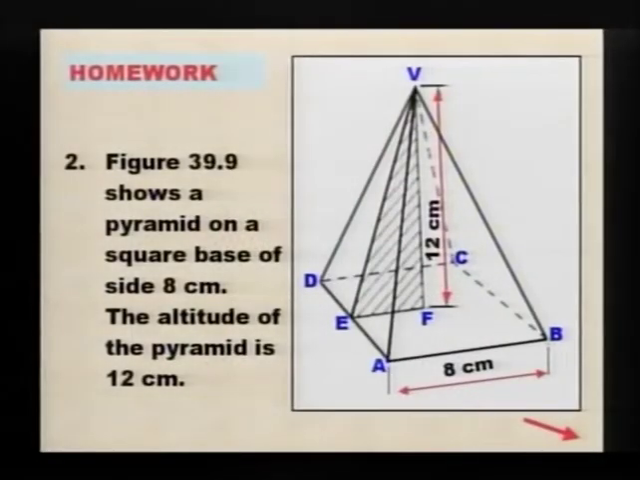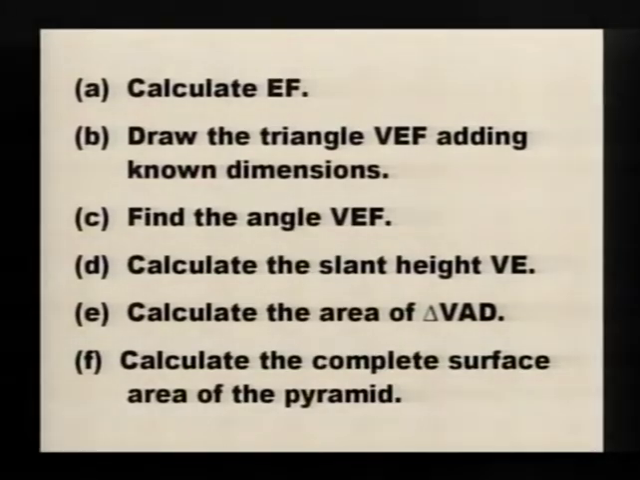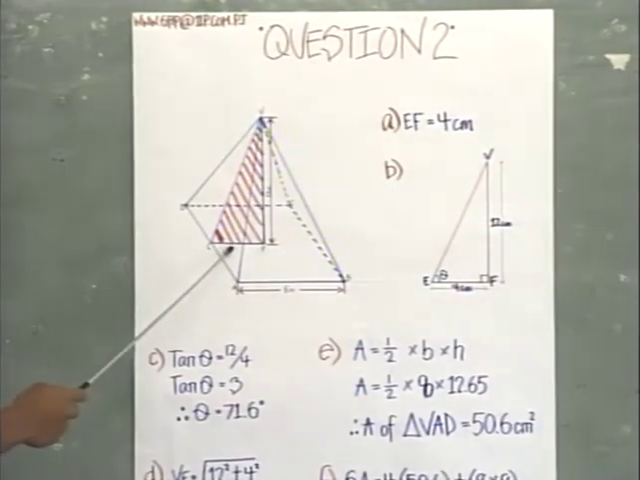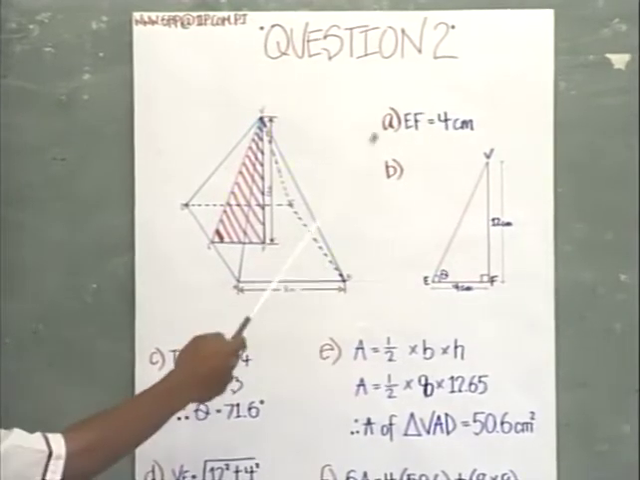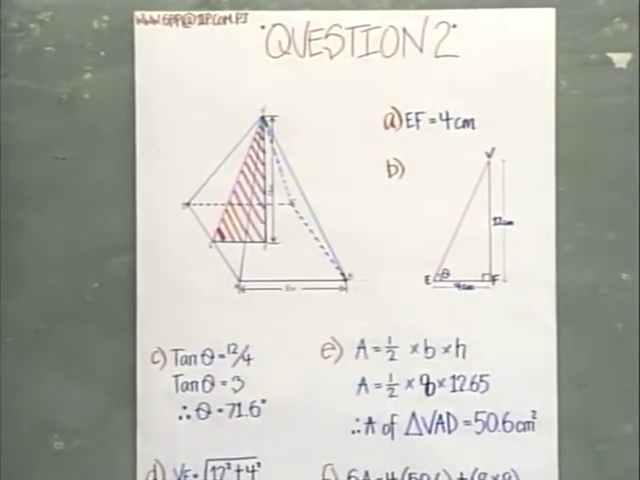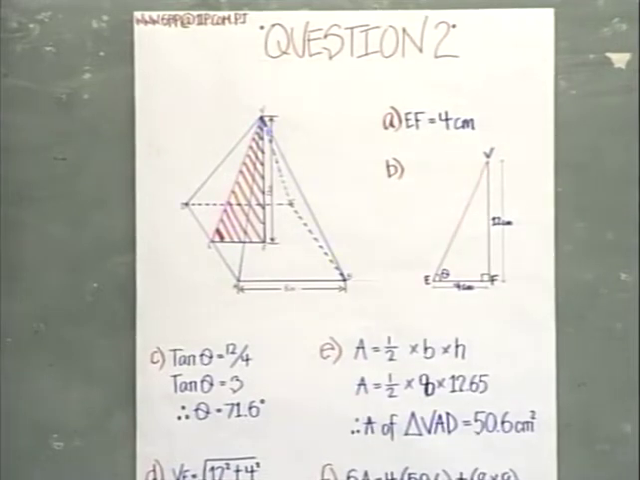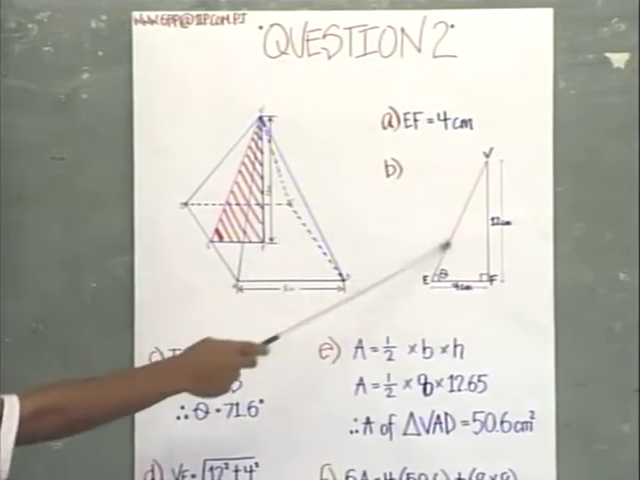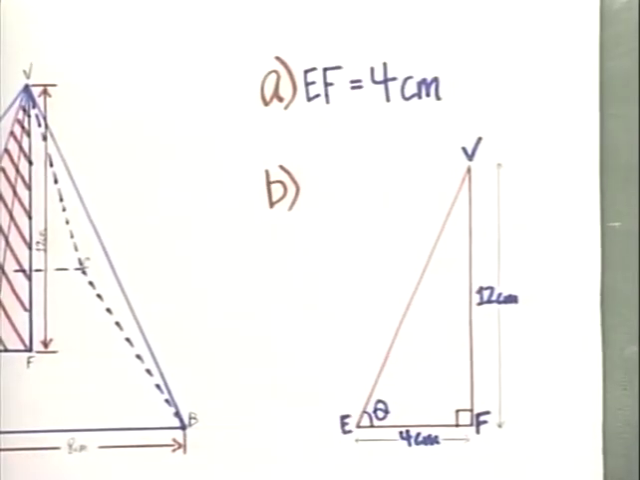Figure 39.9 shows a pyramid on a base of side 8 centimeters. The altitude of the pyramid is 12 centimeters. A. Calculate EF. EF is the perpendicular height of the base pyramid, so it is half of 8 centimeters. So EF equals 4 centimeters. B is draw the triangle VEF adding the known dimensions. So VEF, since we drew it, the dimensions are 12 and 4.